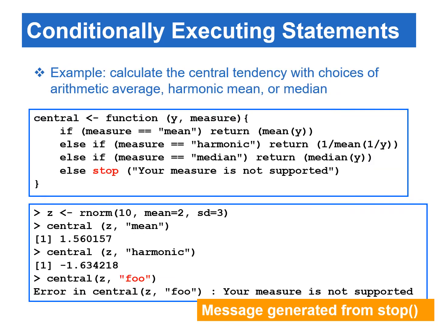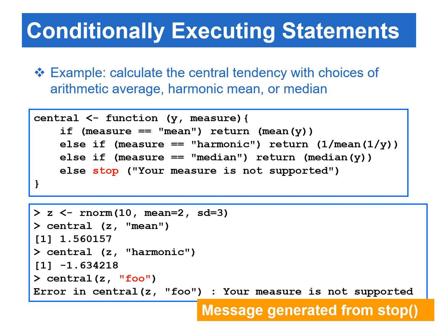This example calculates the central tendency of a given vector, with choices of arithmetic mean, harmonic mean, or median. The return function is nested within the if statement. If a specific condition is true, the calculated result within the condition is returned. The stop function within the last else clause is to print a customized message, and stop the execution if none of the conditions is true.